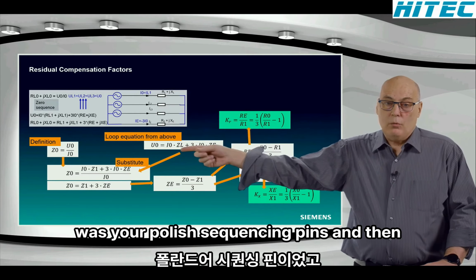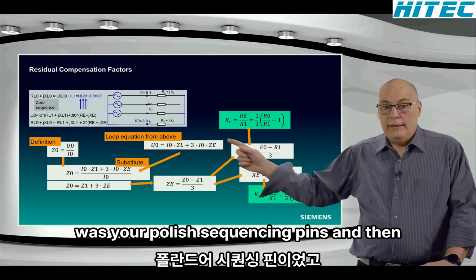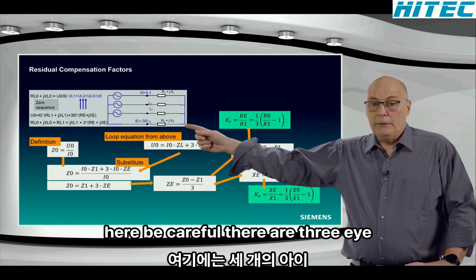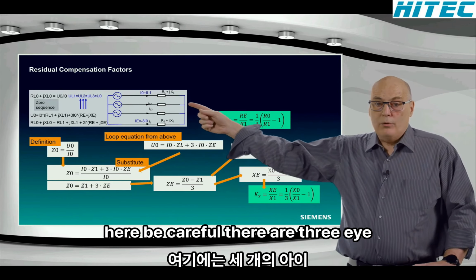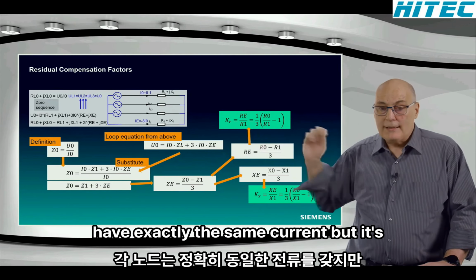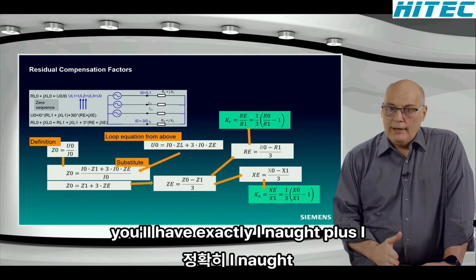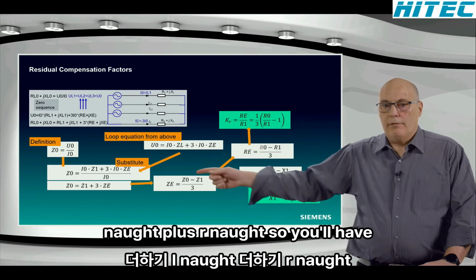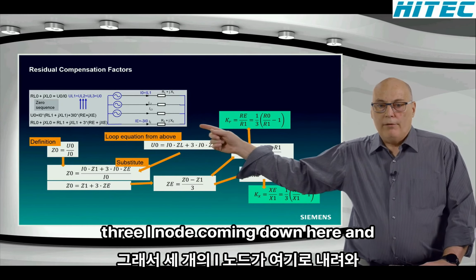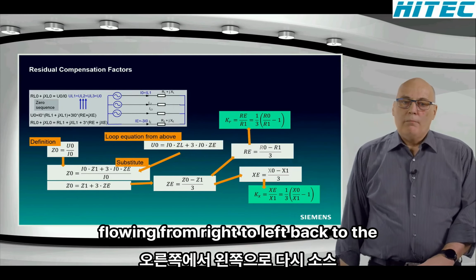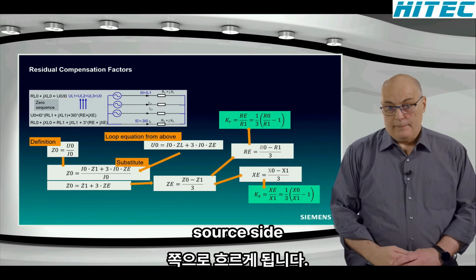Remember, ZL I said was your positive sequence impedance. And then you come to the bottom point here, but here, be careful. There are 3 I nodes coming down here. Each one will have exactly the same current because it's balanced, as we said at the beginning. So you'll have exactly I node plus I node plus I node. So you'll have 3 I node coming down here and flowing from right to left back to the source side.